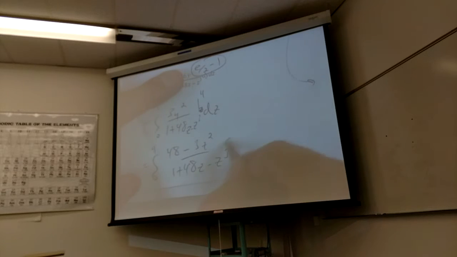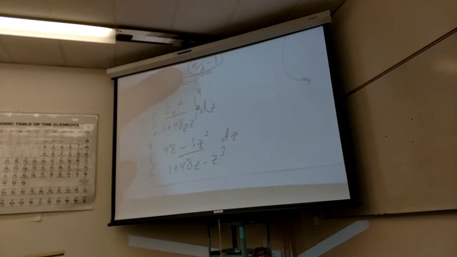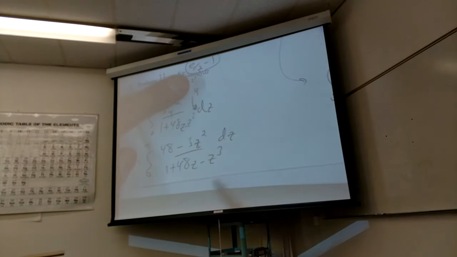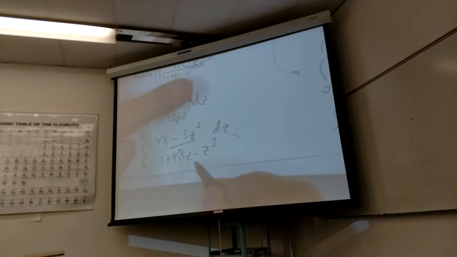And then you see how, first thing you always look for is, is it just the poor little u sub? You should be able to see the connections here. Du of this would be 48 minus 3z squared. That's exactly what that is. You can see it. So I shouldn't even have to do the u because it's perfect. I don't have any, what do you call it, any multipliers I have to worry about. So this is just going to be 1 over u. Yeah, ln of u. So ln of 1 plus 48z minus z cubed from 0 to 4.